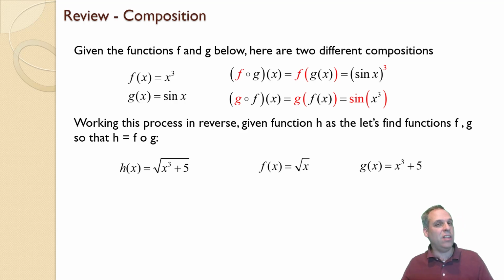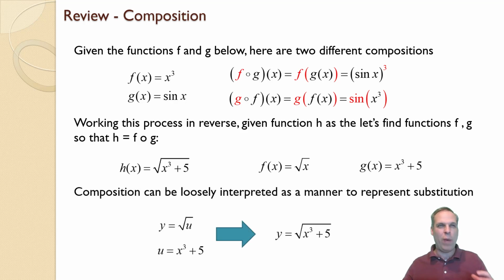If you need to think about a way to view composition, it's sort of like a way for us to algebraically represent substitution by using functions. As you can see here, if y is the square root of u and u is x cubed plus 5, then y is the square root of x cubed plus 5, which was what the function h was.